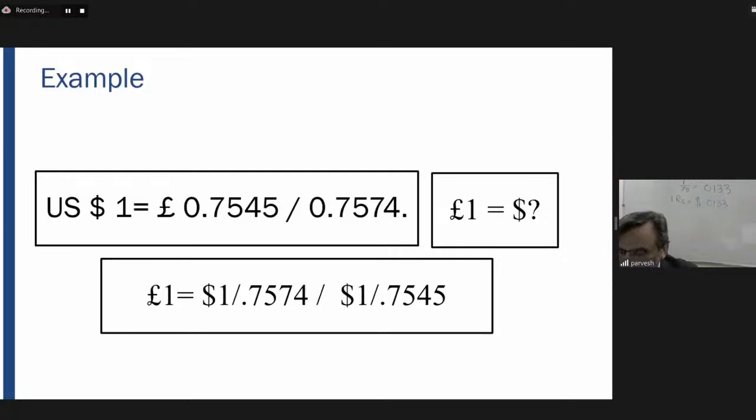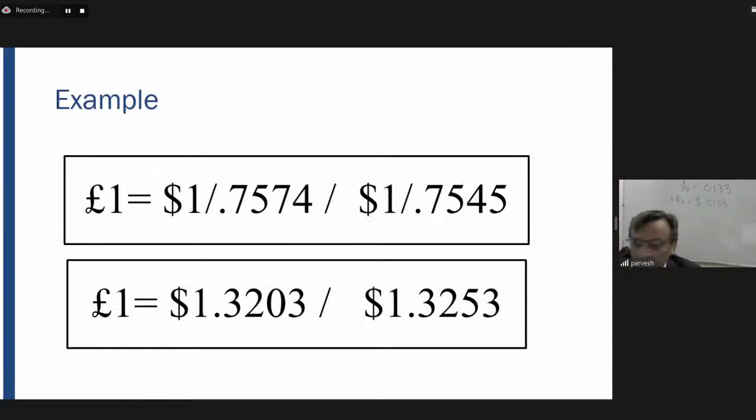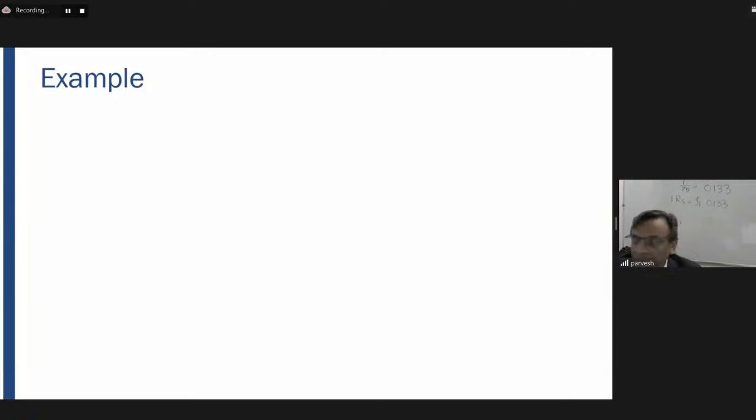So very good. I think I'm getting some answers now. So the answer is on your screen. Kostab has already answered, 1 pound is equal to 1.3203. Yeah, absolutely. So I think you have got it. And if you have any questions, you can pose those questions now. So I'll be giving one more question. Okay, fine. So you do it.